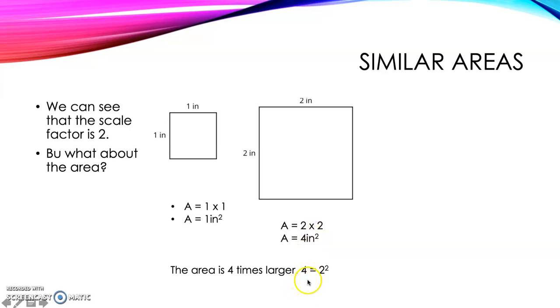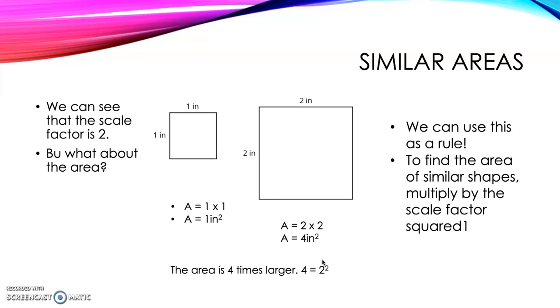Now, 4 is actually equal to 2 squared. We can use this as a rule for similar areas. To find the area of similar shapes, we multiply by the scale factor squared. So in this case, we would have used 2 squared as a multiplier instead of 2 to find the area.